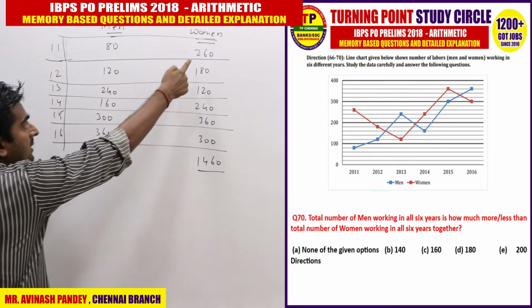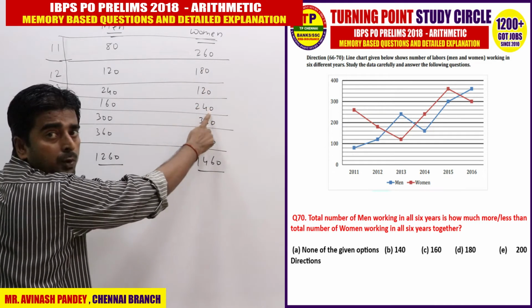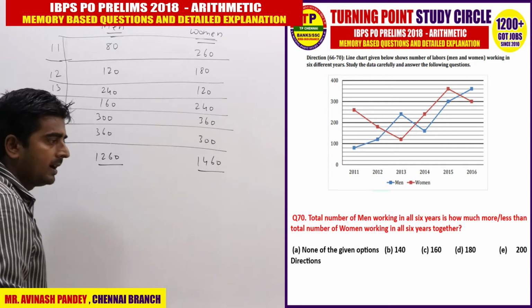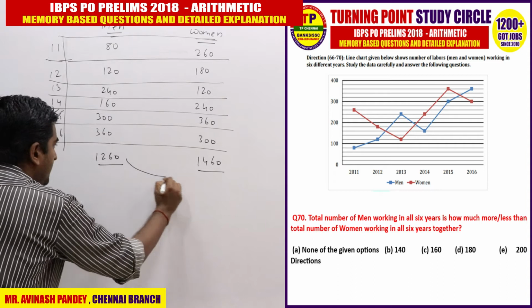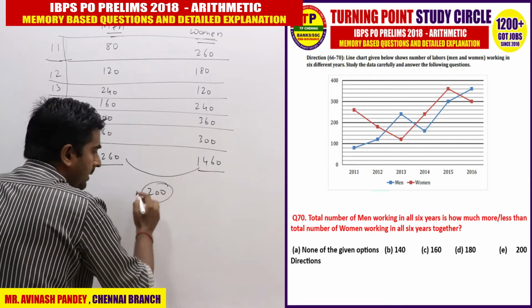1260, right? When you consider number of women here, 260 plus 180 plus 120 plus 240 plus 360 plus 300, how much total are you getting? 1460. What they are asking here, number of men is how much more or less. So how much difference is there? It is nothing but 200, right? My answer is nothing but 200, right?